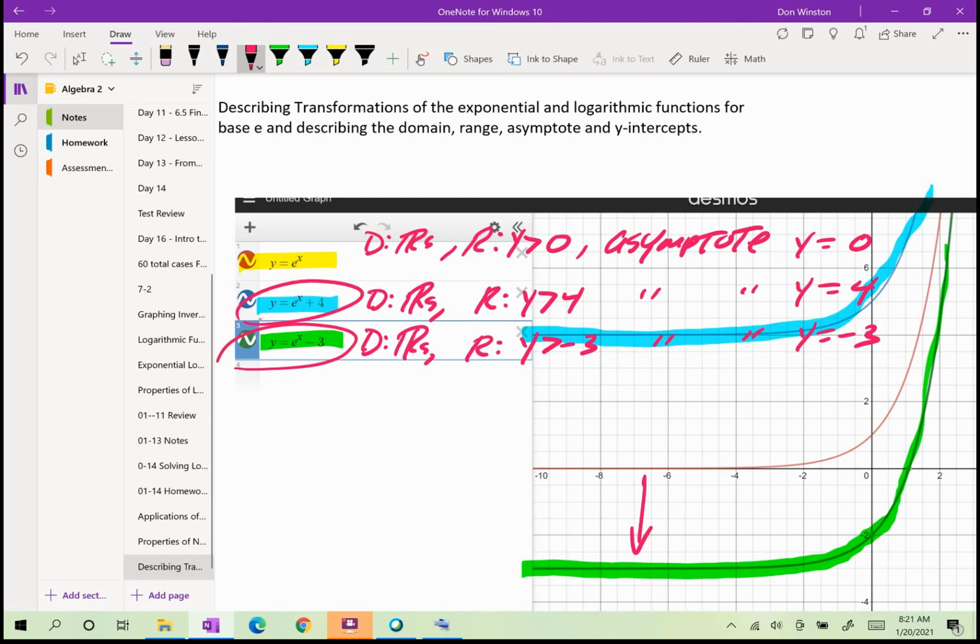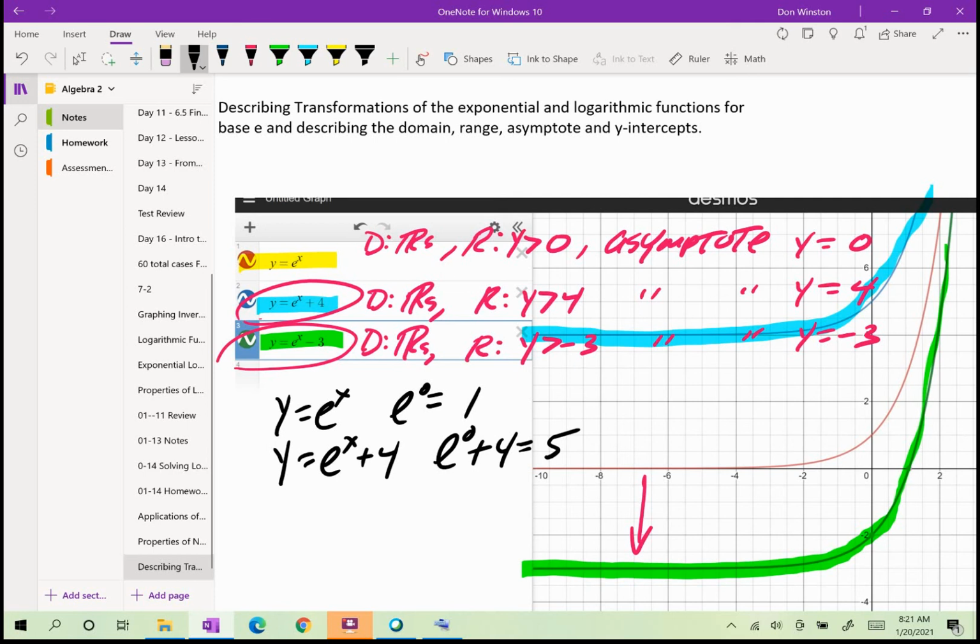Now, you should also be able to describe the y-intercept. The y-intercept is when x is equal to 0. So for y equals e raised to the x, when x is equal to 0, e raised to 0 is 1. So my y-intercept would equal 1. When I have y is equal to e raised to the x plus 4, when x is equal to 0, I have e raised to 0 plus 4, and e to the 0 is 1, and 1 plus 4 is 5. My y-intercept would be 5.